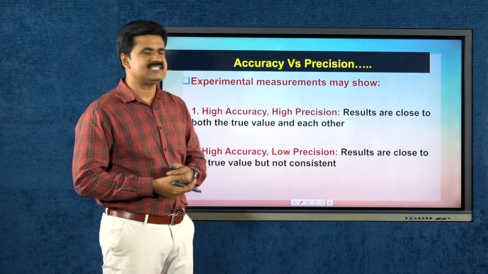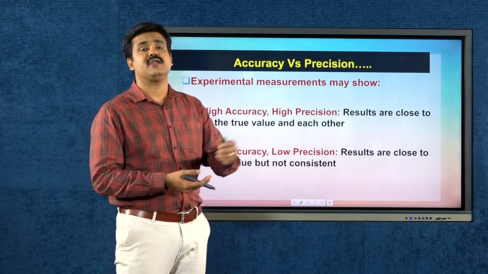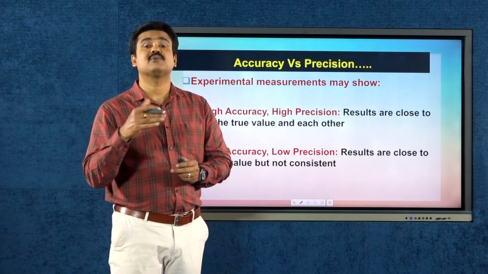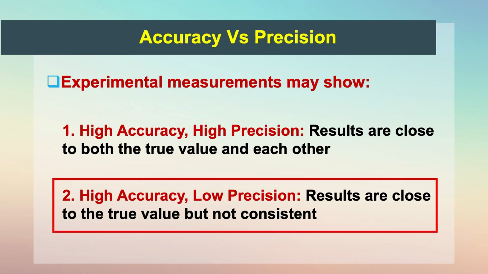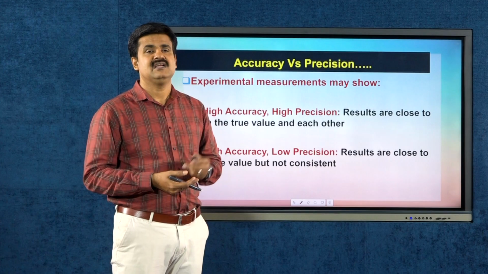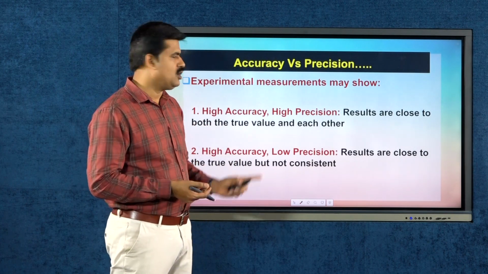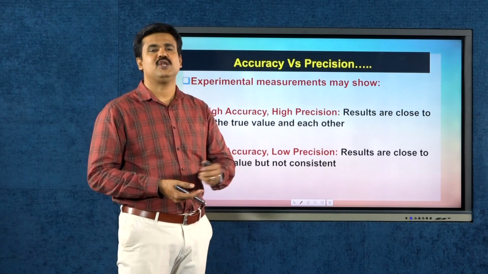Moving on to the second chance, that is high accuracy and low precision. Here accuracy is high, which indicates the fact that the results obtained are close to the true value, but the obtained results are not close to each other, or they are not consistent. This indicates the situation of high accuracy and low precision.